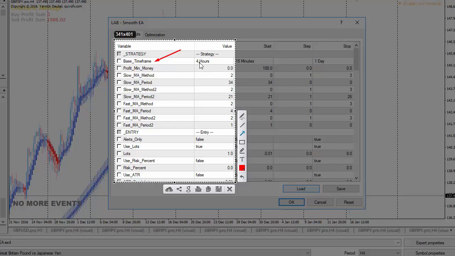4 hours seems to be working best, but I haven't really tested this particular strategy on any other time frame or currency pair, so who knows, it might work there as well. Profit and money, as I said, that's your $0, and it is money. It's not pips, it's money. As soon as you make more than $0 on a leg, it's going to stop trading. If you put that at 100, as soon as you made more than $100 on a leg, it would stop trading.